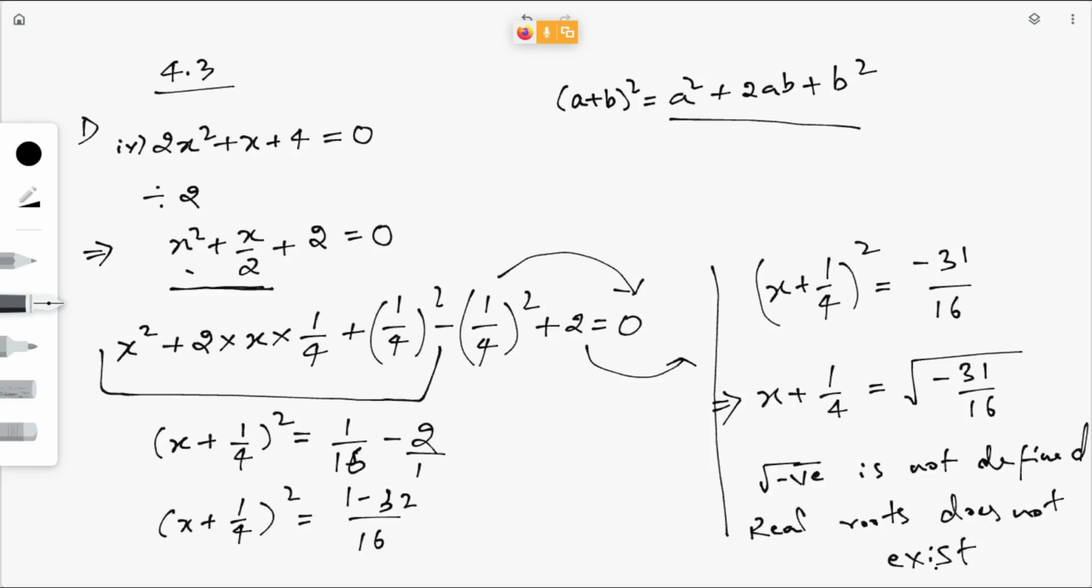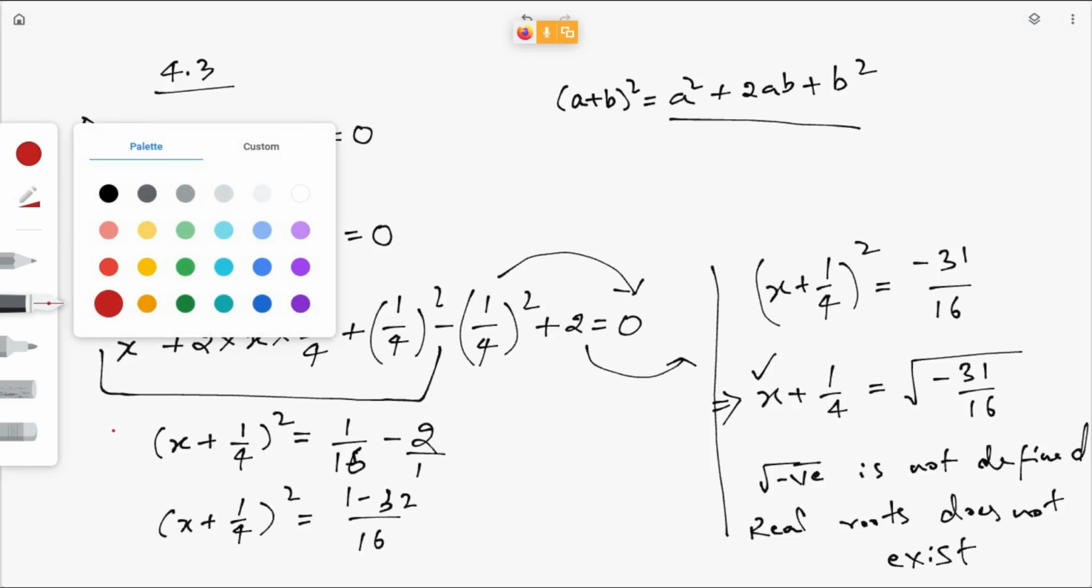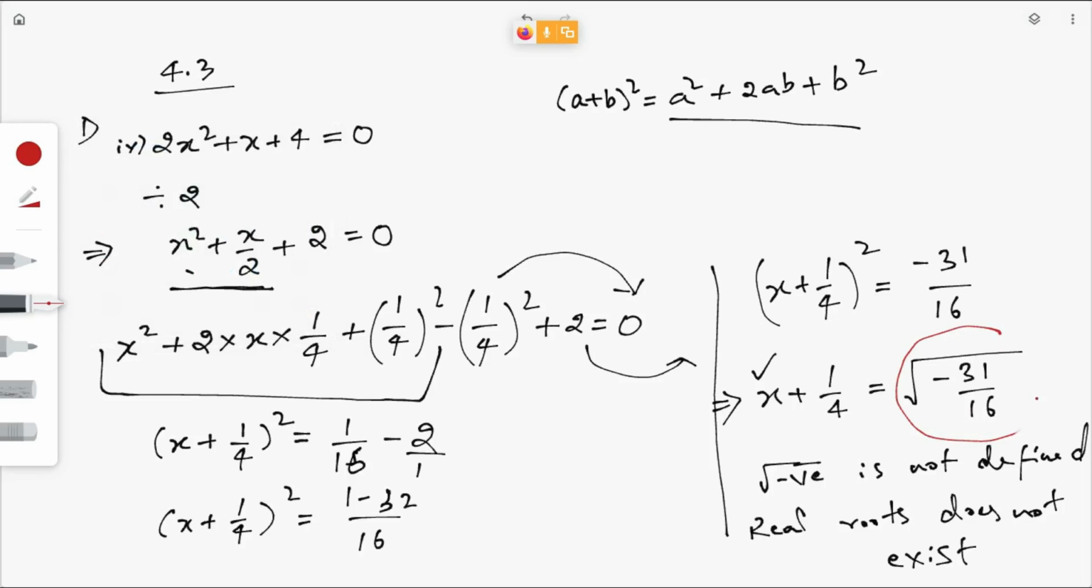You can't find any roots here because this part of the equation is not defined. If this part of the equation is not defined, then you can't find the value of x. Yes or no? Yes, sir. Okay, so this step is important here: the root of minus 31 by 16 is not defined. Any questions?